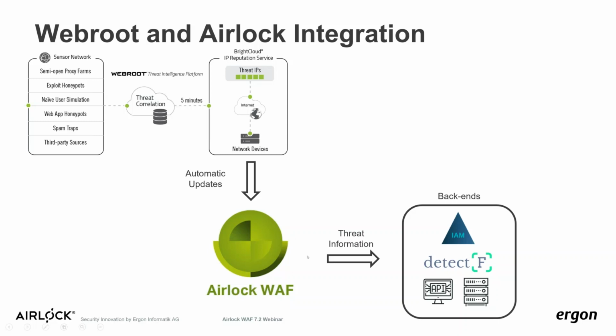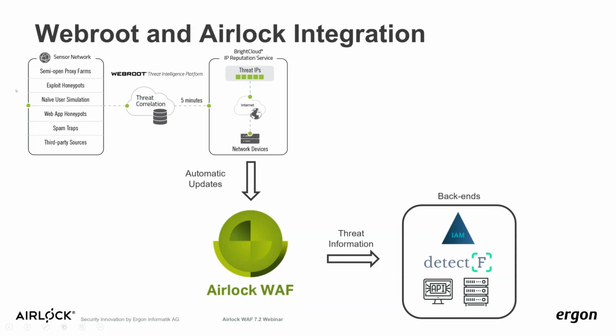And on the WAF you can decide if you want the WAF to block those IP addresses or if you want to send the information on to the backend. For instance, if you have an IAM there, you can send the information there, and then you can decide there if you want to set up a second authentication step or an additional authentication step or not, depending on the IP address.